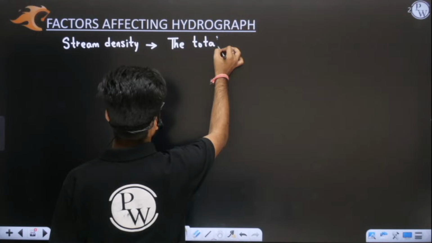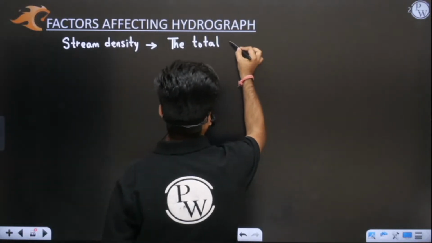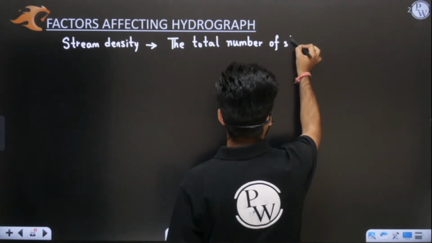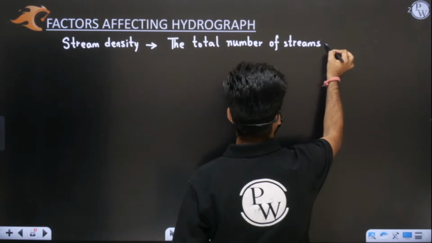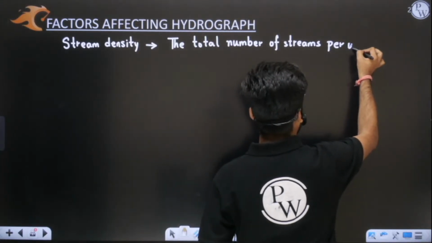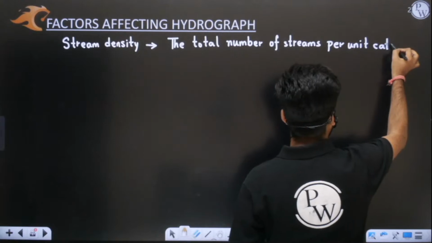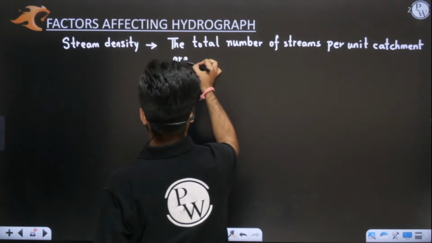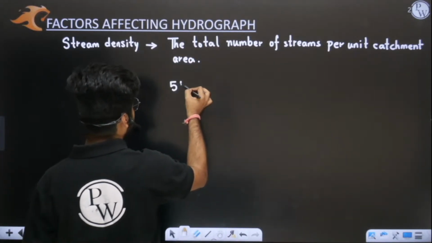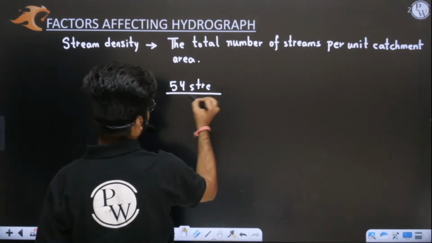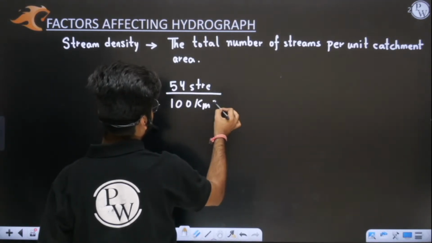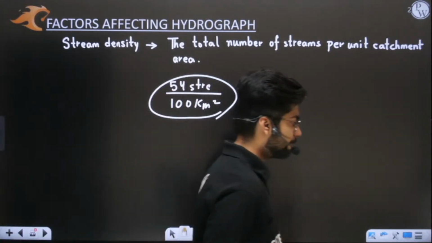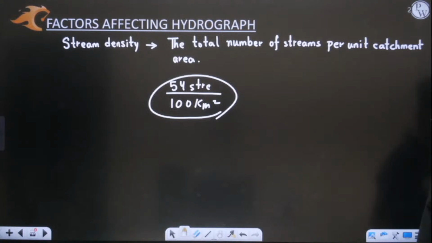So stream density is the total number of streams per unit catchment area. Let us say we have 54 streams total in your 100 kilometer square area. So this is your stream density. Tell me, is the stream density thing clear to you?